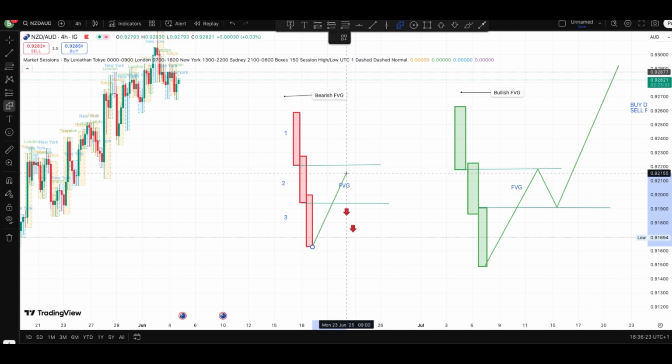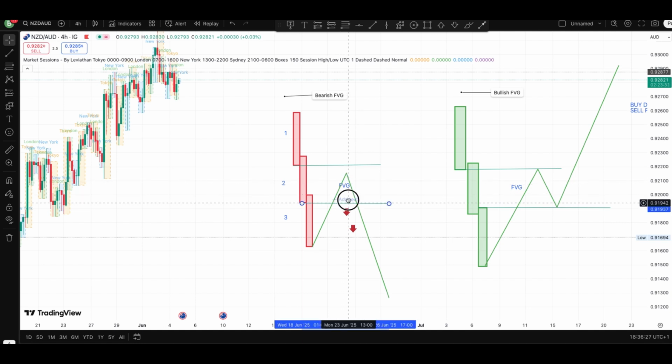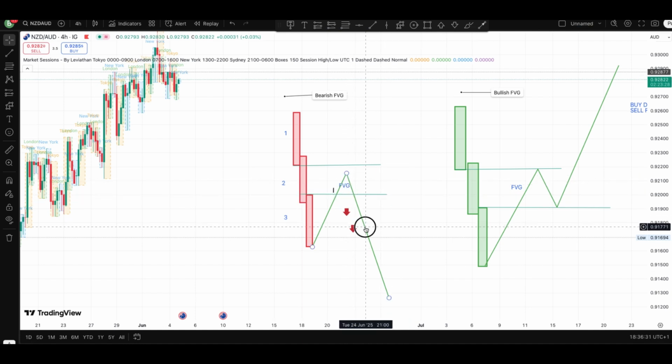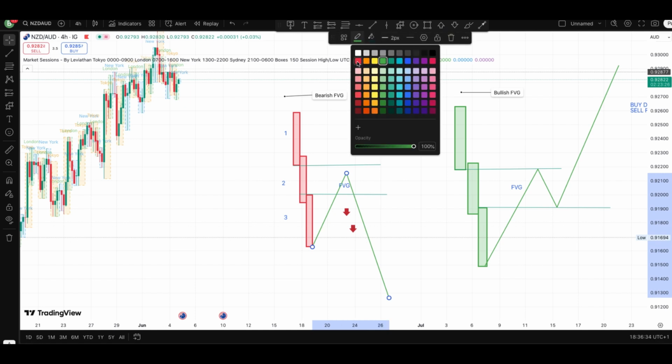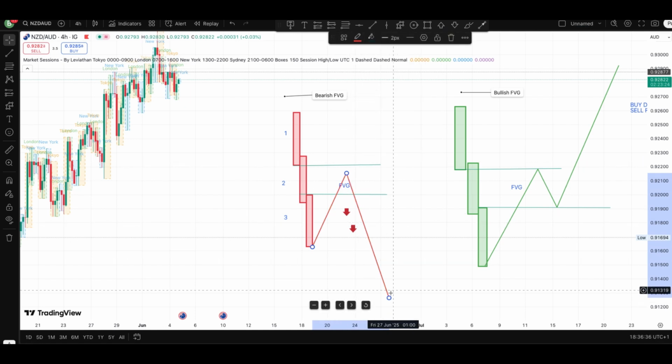Okay, fill the fair value gap and boom, into the zone. Sorry, I made a mistake here. It's meant to be here. Okay, so I want to see the trend fill into the zone. After filling into this zone, I'm going to sell.